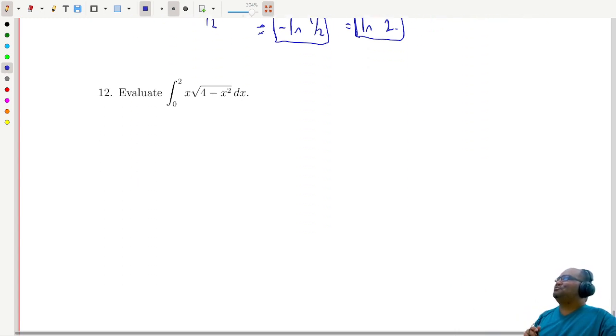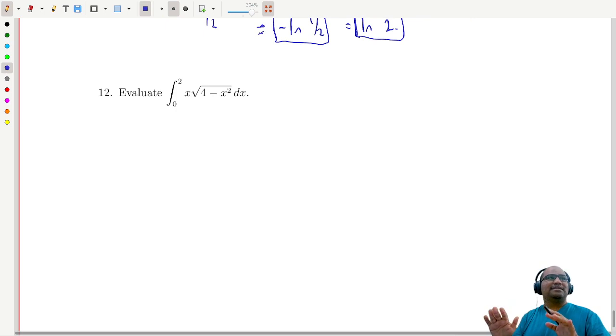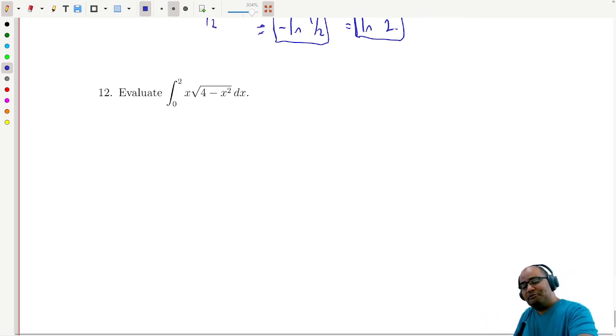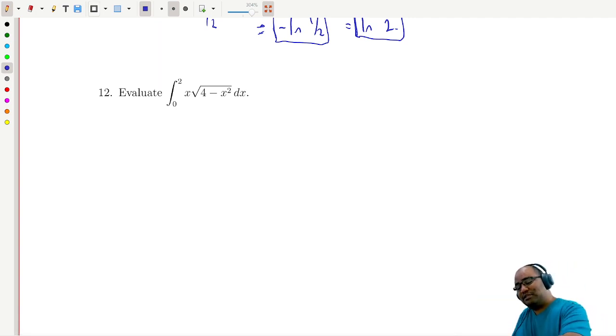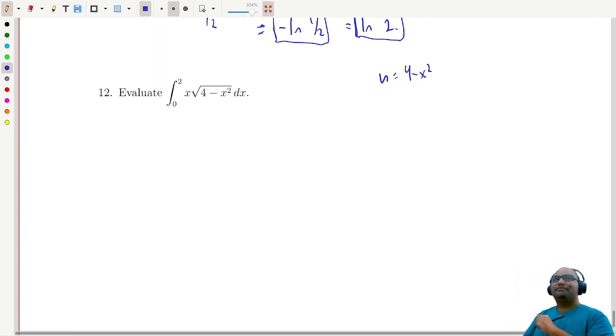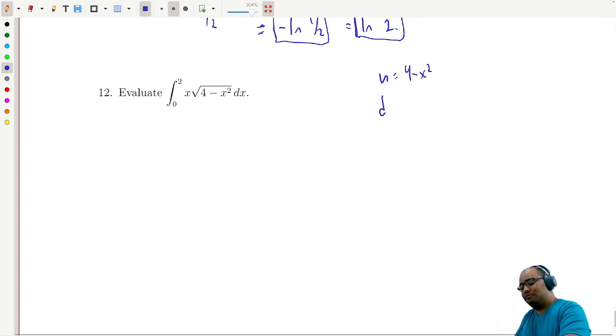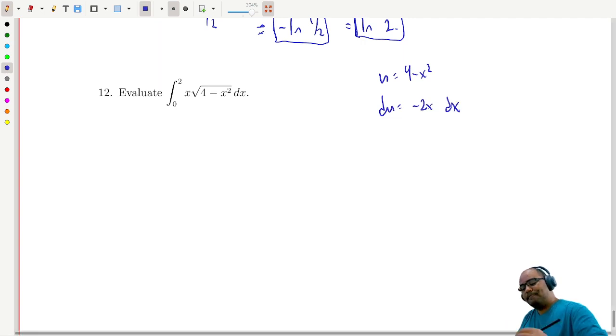The integral from 0 to 2 of x times square root of 4 minus x squared dx. Now in chapter 3, we'll learn another way to attack this integral, but here's the simple way we can do it. Look at the innermost function. Inside the square root, I have 4 minus x squared, so that suggests u equals 4 minus x squared. Get the differential: du equals minus 2x dx.